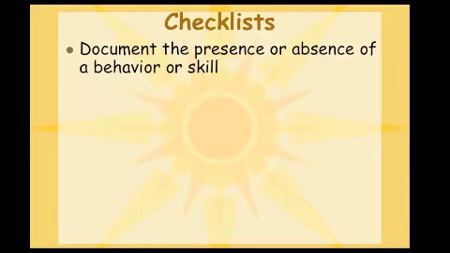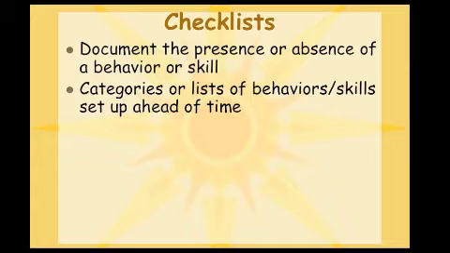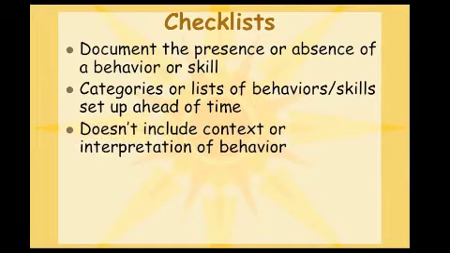A checklist is an observational technique where you simply note whether a behavior exists or does not exist. With checklists, the items or the categories of behaviors or skills are set up or written ahead of time. In many cases, observation checklists do not include a context description or a section to interpret the behavior. You might notice that in my book, the checklist does include both the context and interpretations because we determined that those were important pieces of the entire observation.